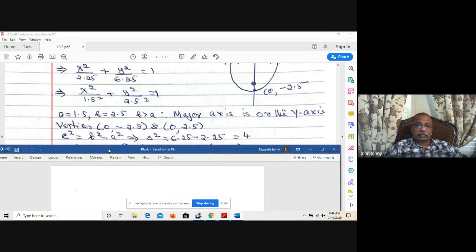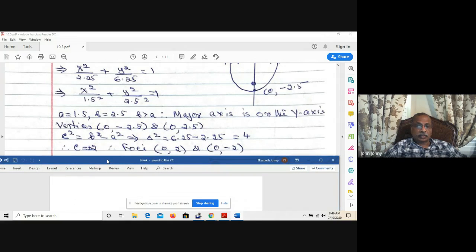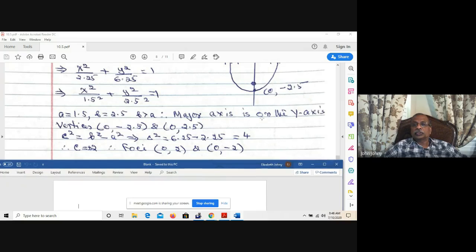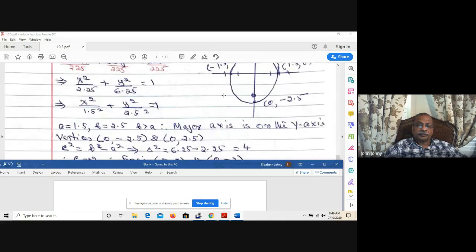And c² = b² − a² in this case. That is c² = 6.25 − 2.25, that is 4. So c = ±2. Therefore, the foci are (0, 2) and (0, −2). So this is (0, 2) and this is (0, −2).